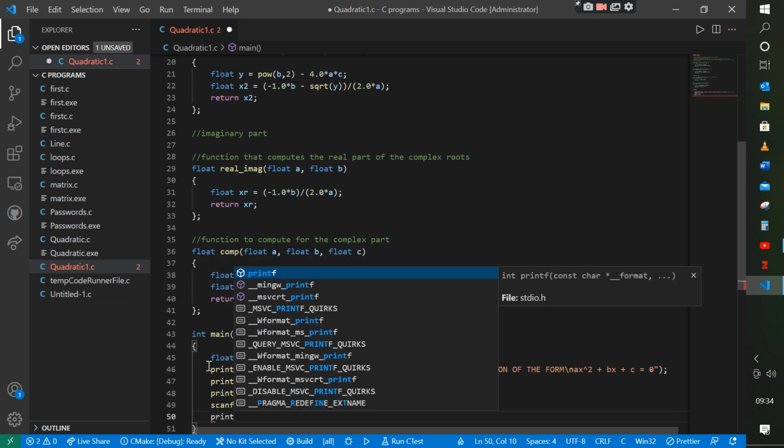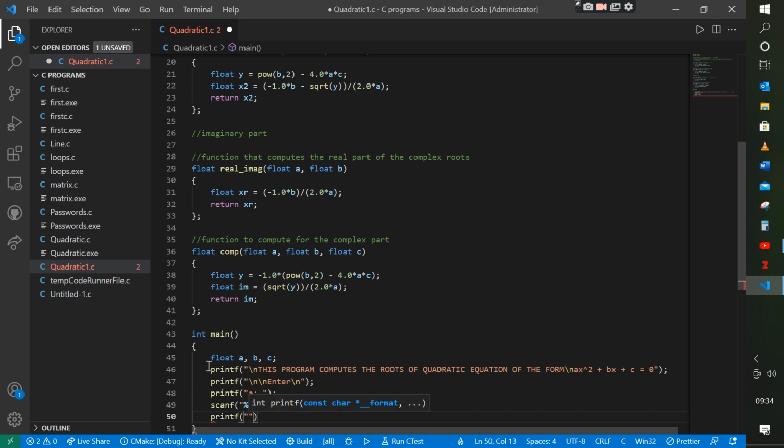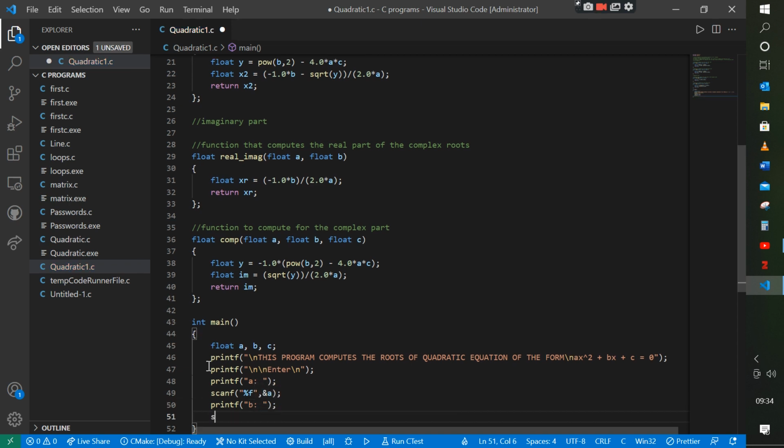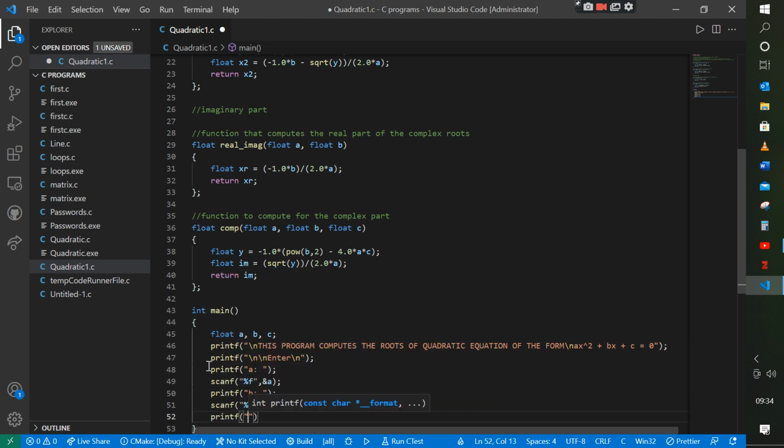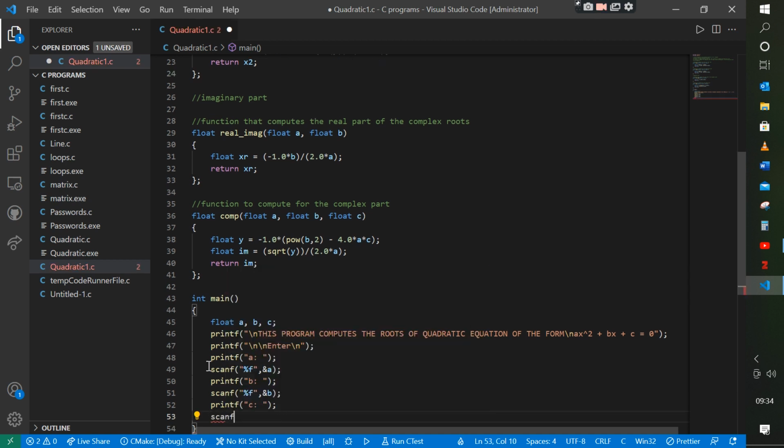Then we shall have to enter B and scan it from the keyboard. And the data type for what we are entering is float, and then store it in the memory address of B. Then we shall have to enter C, and then scan it from the keyboard. Then the data type for that variable is float, and it will be stored in the memory address of C.